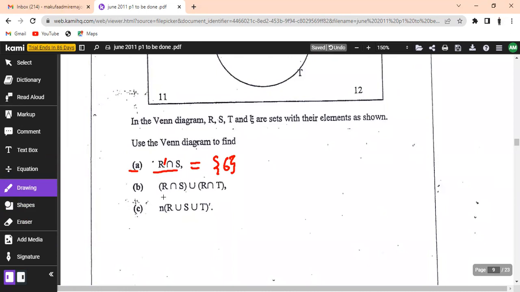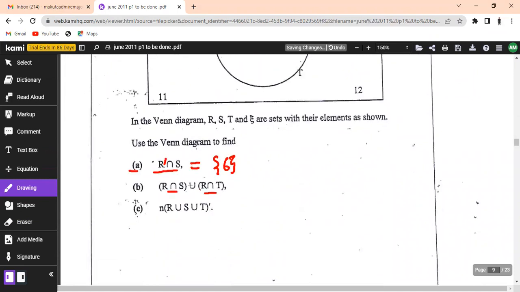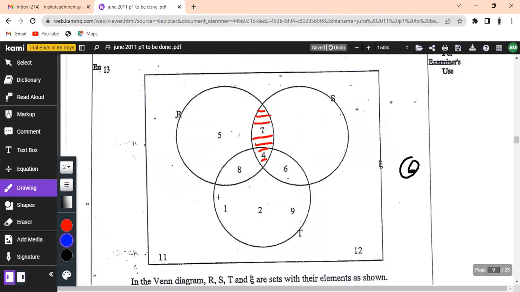We move on to the other part, which is R intersection S, union R intersection T. So R intersection S, between R and S, this is our R intersection S. Then union, which means you combine with R intersection T, the intersection of R and T, which is this one. So this is the region that you're going to have.